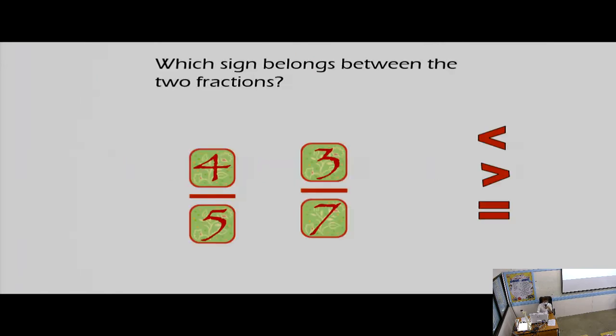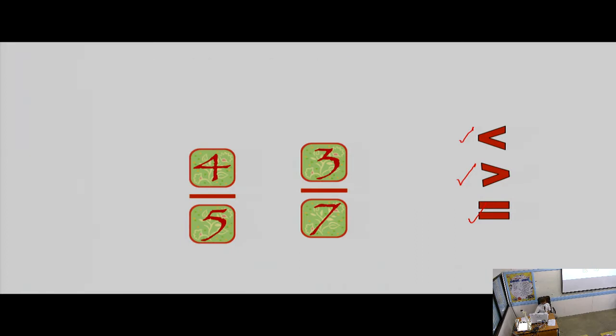Let me give you an example. We have 4 over 5 and 3 over 7. What symbol are we going to use? Is it less than, greater than, or equal? By cross multiplication, we can determine which one. Multiply the numerator of the first fraction to the denominator of the second fraction. What is 4 times 7?